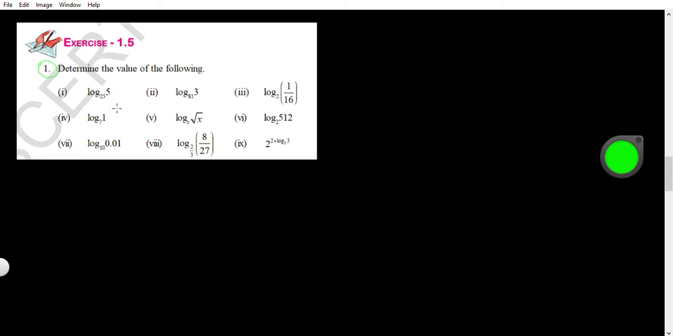Yesterday we discussed the rules for logarithms. The rule number one: logarithm of AB is always equal to logarithm of A plus logarithm of B.